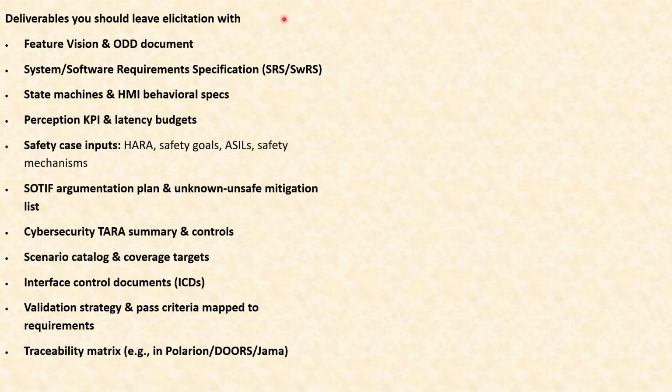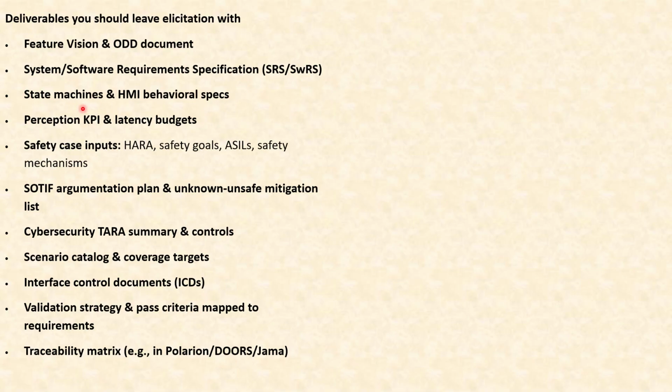So at the end of elicitation, what are all the deliverables you are left with? First is you are left with a feature vision and an ODD document. Next is system software requirement specification. All right, understand this carefully. System software requirement specification. Next is state machines and HMI behavior specifications.